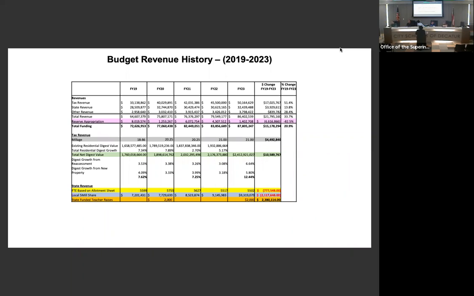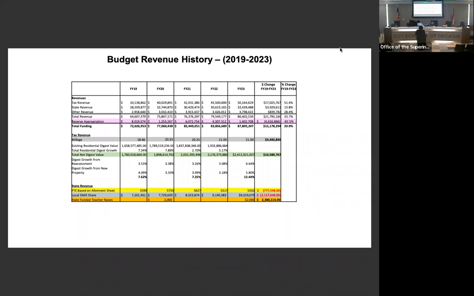State revenue, which is tied directly to student enrollment, scheduling, and other student factors, has decreased by $777,548. That's highlighted in yellow, due to decreased enrollment. The local 5 mill share, highlighted in blue, which is the contribution from the district required to participate in the QBE program, has increased by $2.1 million.